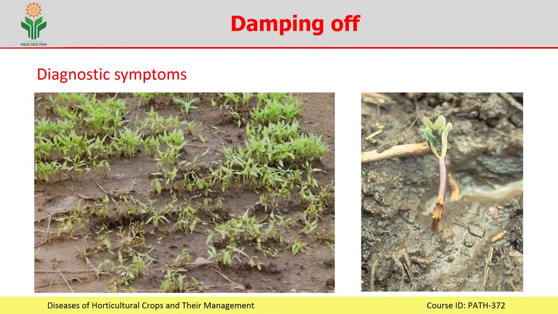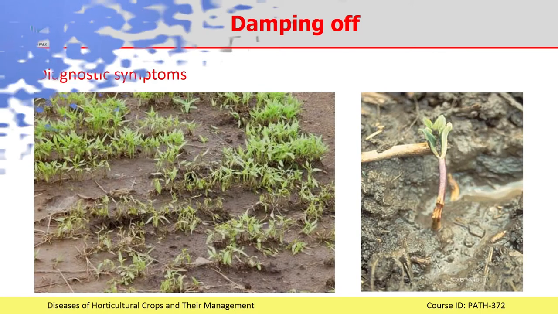Whenever a number of seedlings collapse under high soil moisture conditions, you can observe the development of whitish mycelium on the collapsed seedlings, which is a distinguishing feature of post-emergence damping off. When you go to the field and observe the nursery bed, if you see a number of gaps in the seedlings, it is an indication of post-emergence damping off, which is caused by Pythium aphanidermatum.